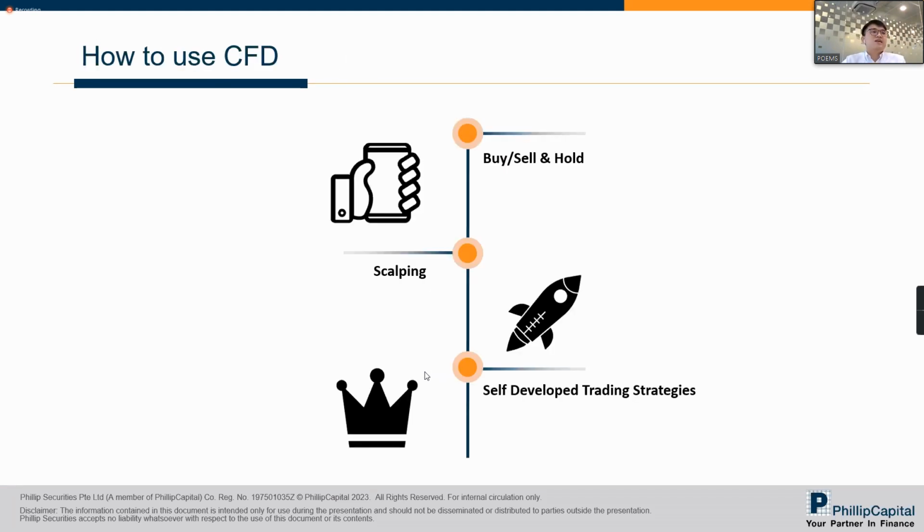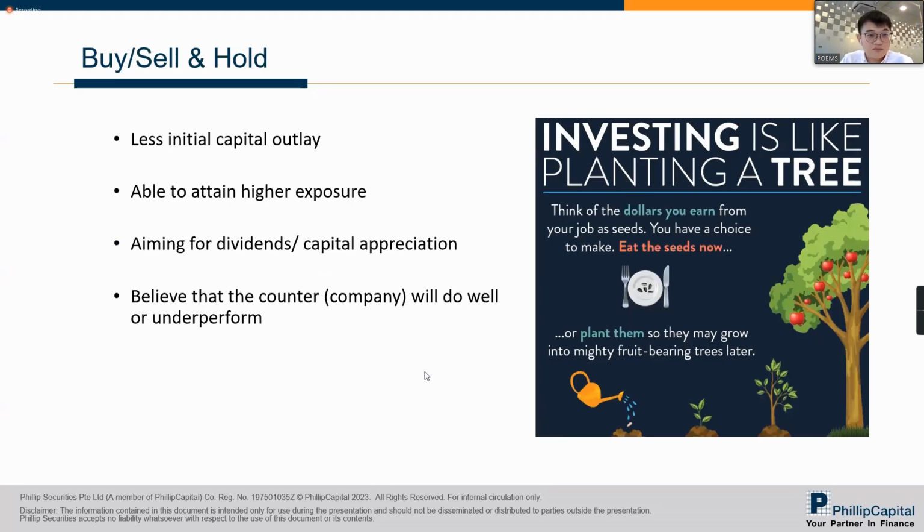Okay, how to use CFD? Normally we use CFD to buy, sell, or hold. You can use it for buy, sell, and hold, scalping, and self-developed trading strategies. For buy, sell, and hold, there is less initial capital outlay. As I explained just now, as we have an initial margin, you no need to put in the full amount of money you wish to trade, and you are able to attain a higher exposure, aiming for dividends and capital appreciation. You believe that the counter or company will do well or underperform, so you just open a position.